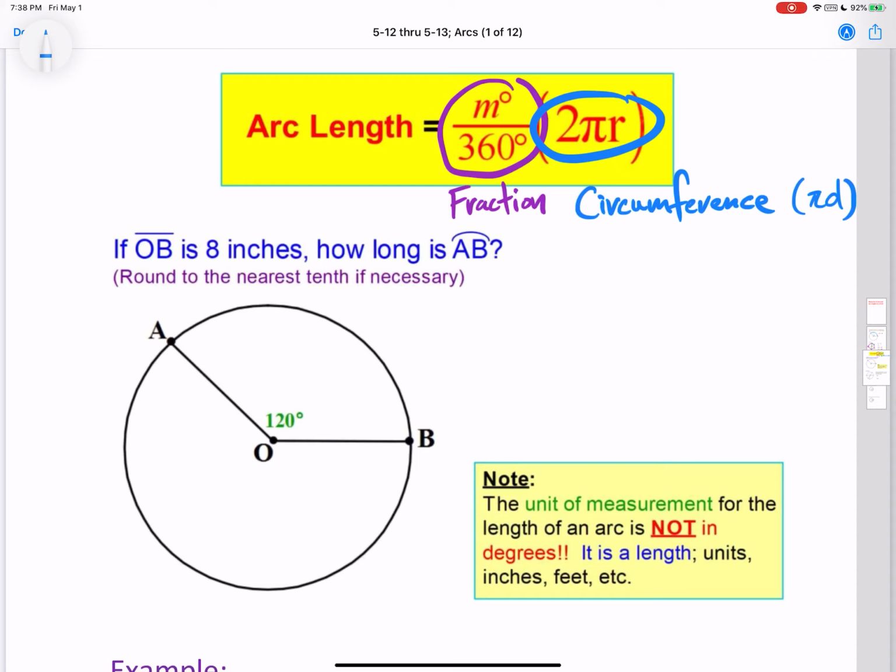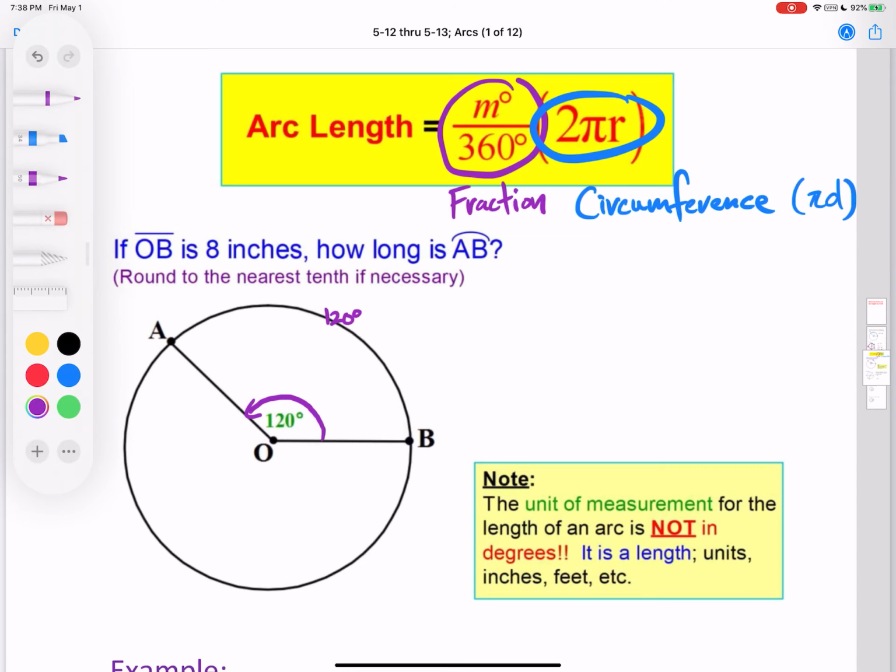So here we have a quick example, and we got that same circle that we had earlier, and we have 120 degrees as our angle measurement. Okay, and that's the central angle, or we could use it in terms of the measure of our arc. So what I want to know is, what is the length? Not the angle measurement, not in degrees. We want to know what is the length from A to B. So from here to here. In other words, if I took a piece of string and I wrapped it around from A to B and then I straightened it out, that's the length that I want.